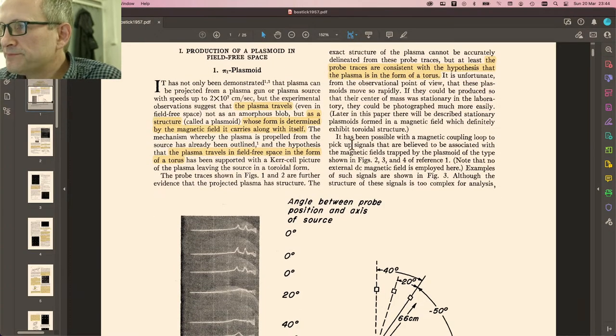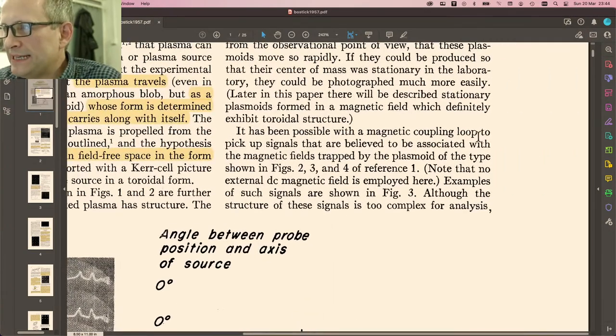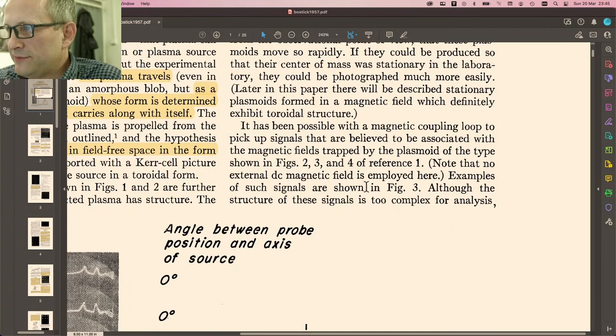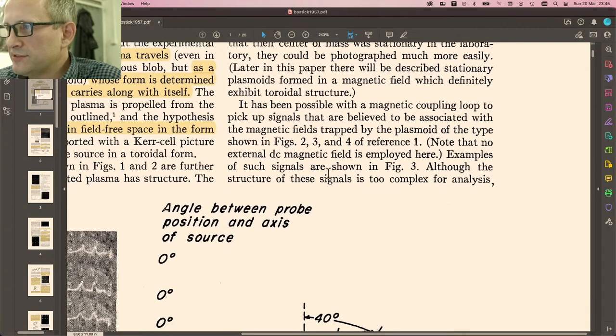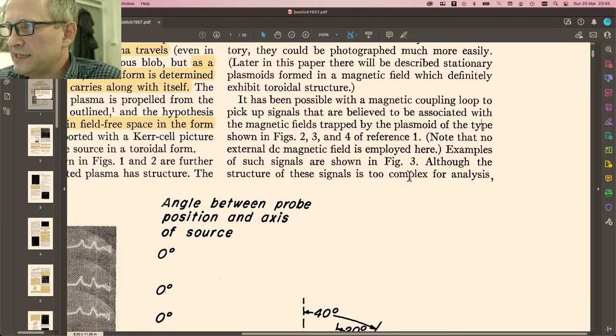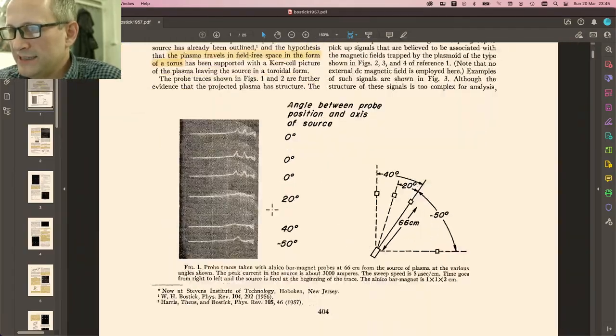what that means. He says here, it has been possible with a magnetic coupling loop to pick up signals that are believed to be associated with the magnetic fields trapped by the plasmoid of the type shown in figures 2, 3, and 4, reference 1. Note that no external DC magnetic field is employed here. Examples of such signals are shown in figure 3, although the structure of these signals is too complex for analysis.